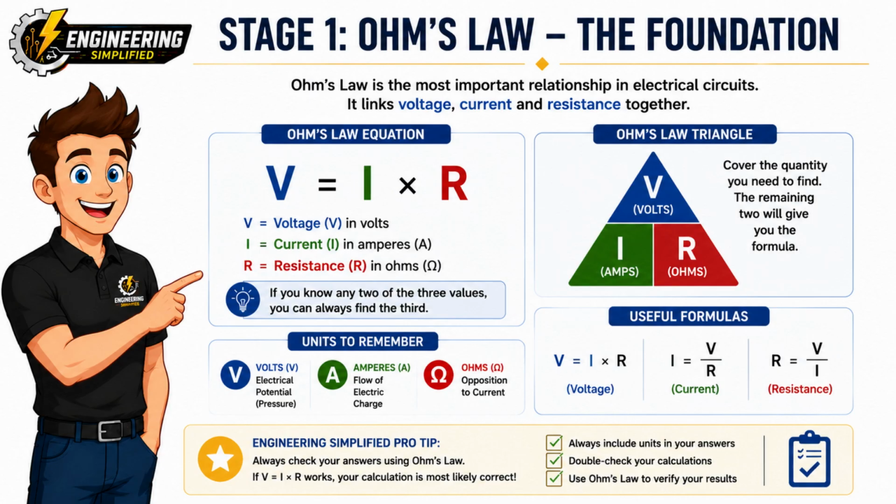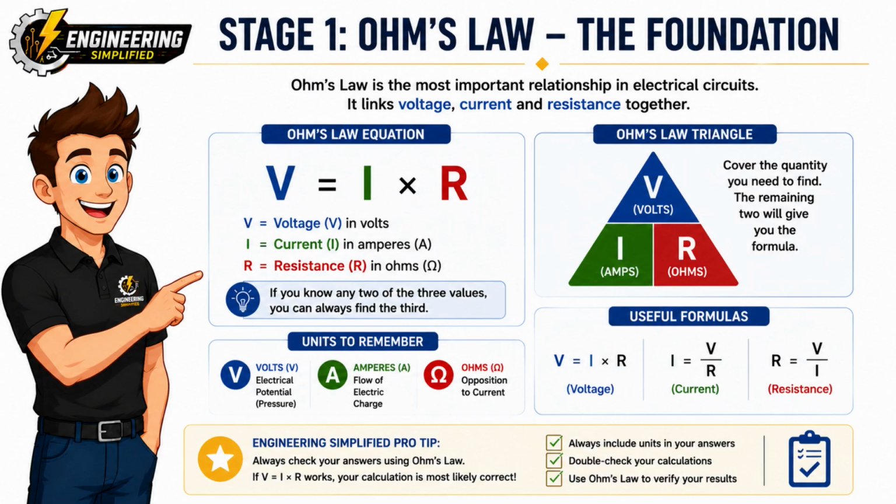Voltage is measured in volts, current is measured in amperes, often shortened to amps, and resistance is measured in ohms. The great thing about Ohm's law is that if you know any two of these values, you can always calculate the third. A useful way to remember the formulas is with the Ohm's law triangle. Simply cover the value you want to find, and the remaining two values show you which calculation to use.